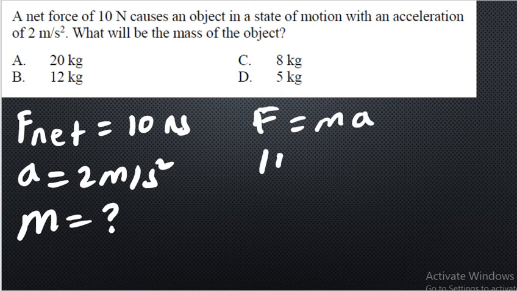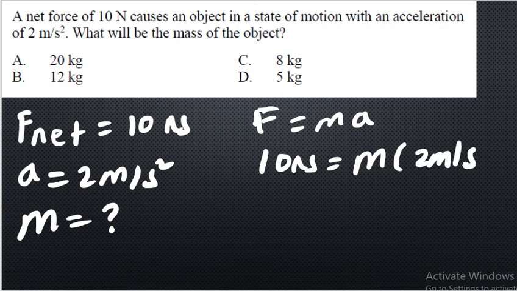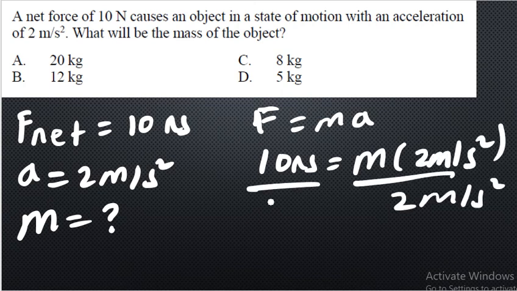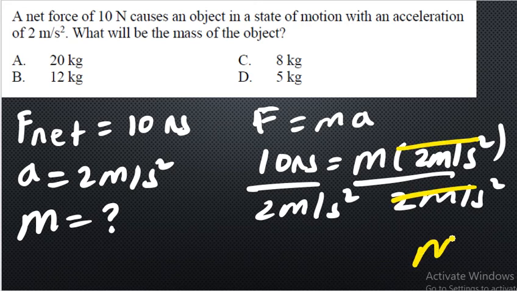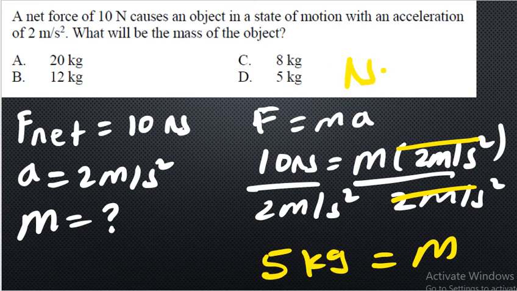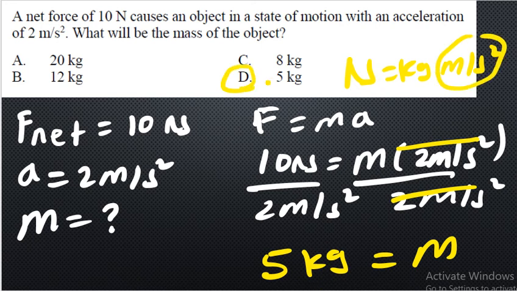The force is given to you, 10 Newton, and the mass is unknown, but the acceleration is 2 meters per second square. Divide both sides by 2 meters per second square. Therefore, you can cancel this, and mass remains on the other side. 10 divided by 2 will be 5 kilogram. You know, Newton is the same as kilogram meter per second square, so meter per second square will be cancelled and kilogram remains. So the answer necessarily will be D.